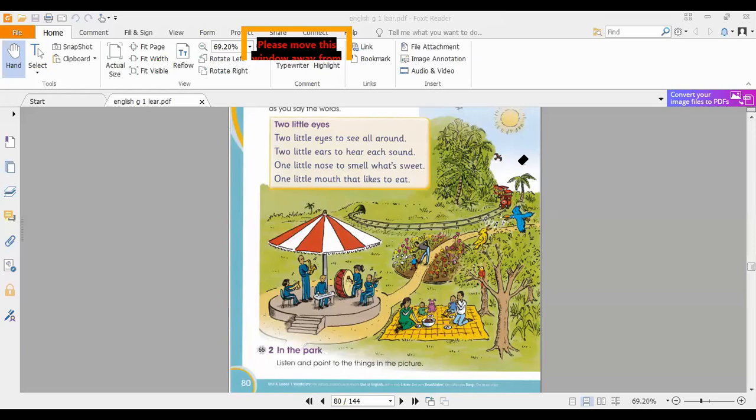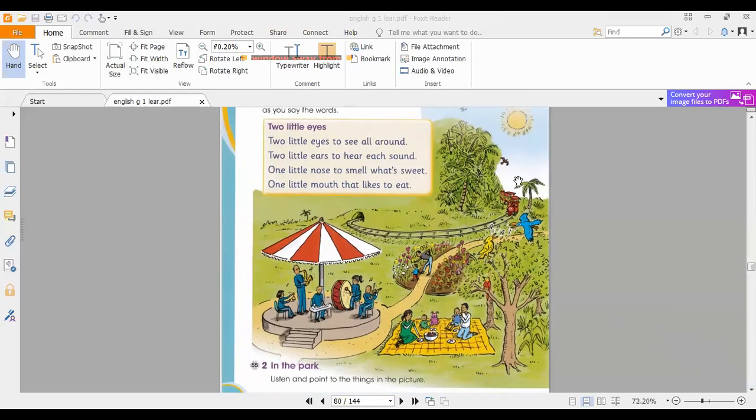So actually in this picture, they are telling us the people are enjoying in the park. There are trees and birds flying on the trees. A boy and his father are smelling the flowers. What are they doing? They are smelling the flowers. Meanwhile, a family is eating berries. The family is eating the berries.